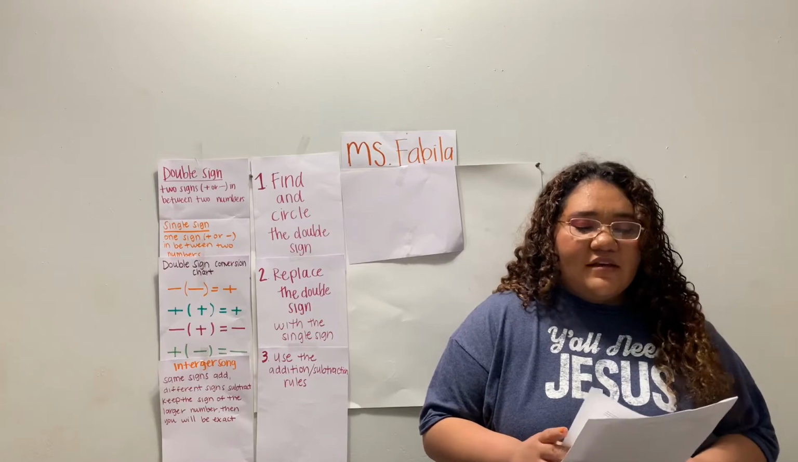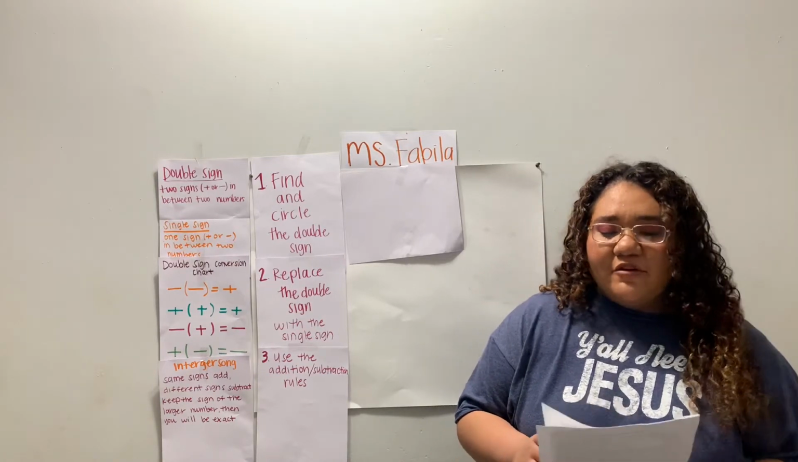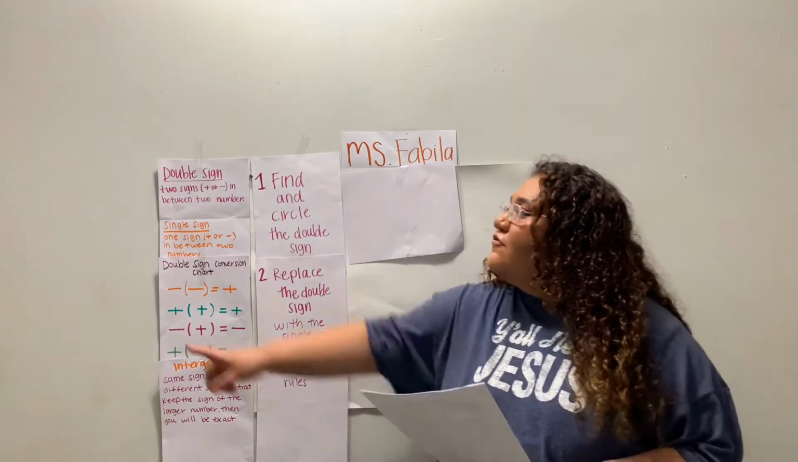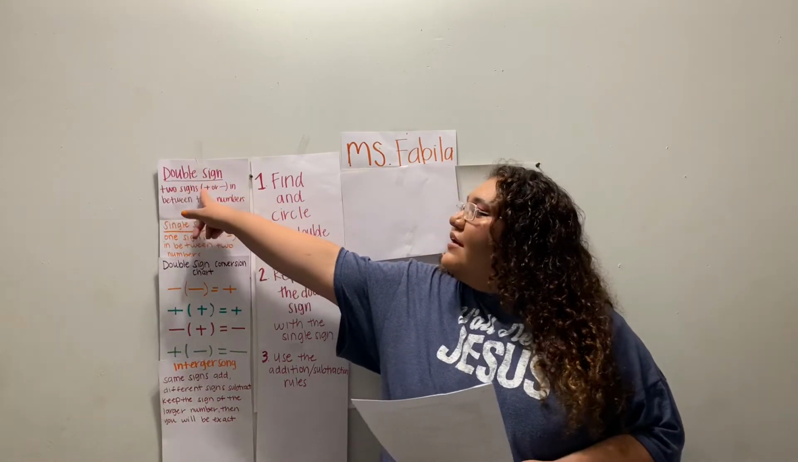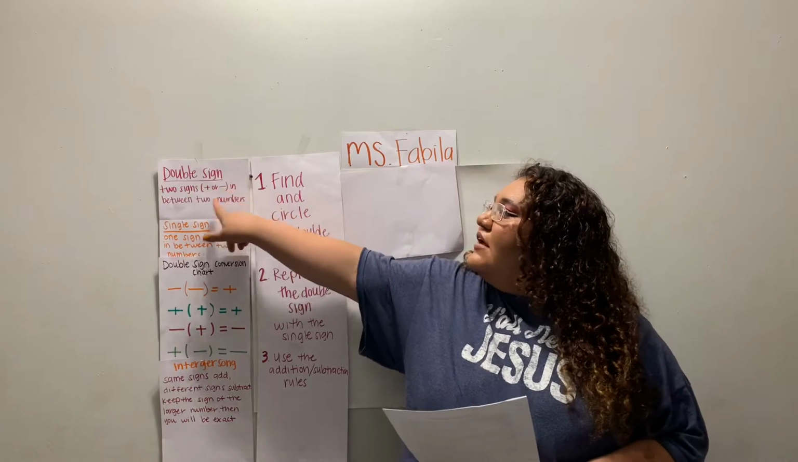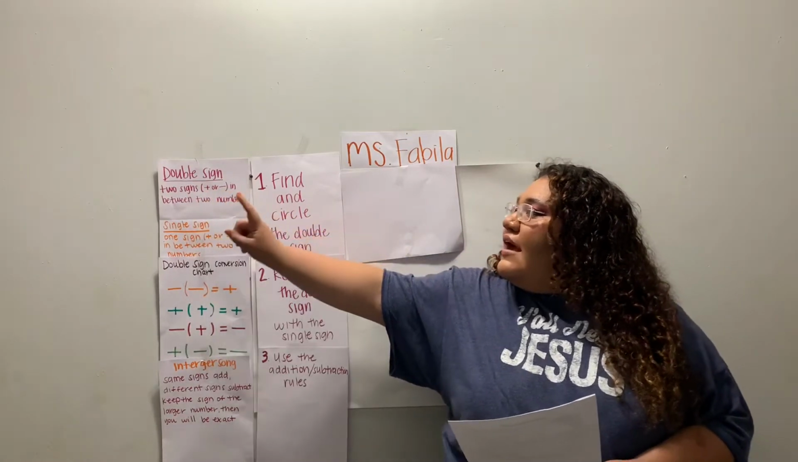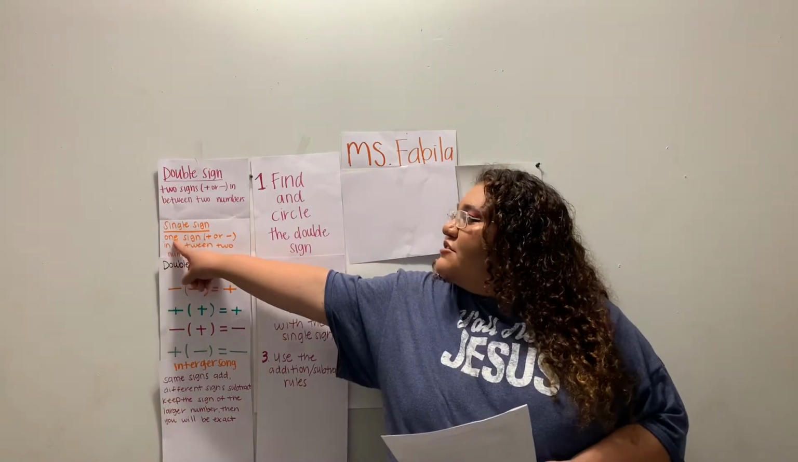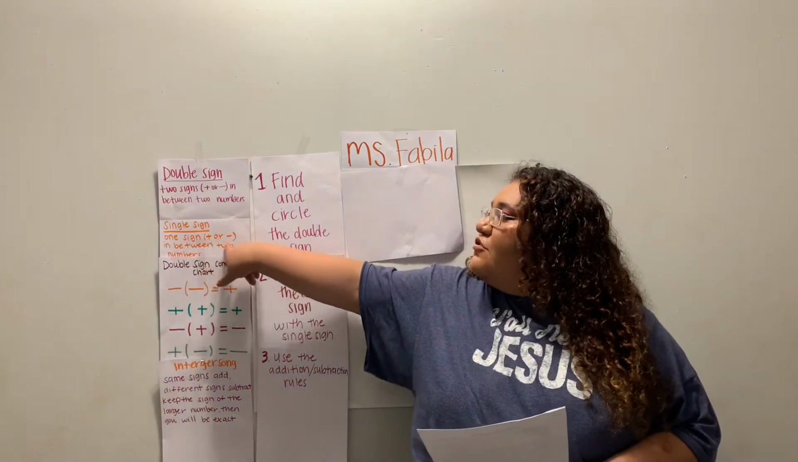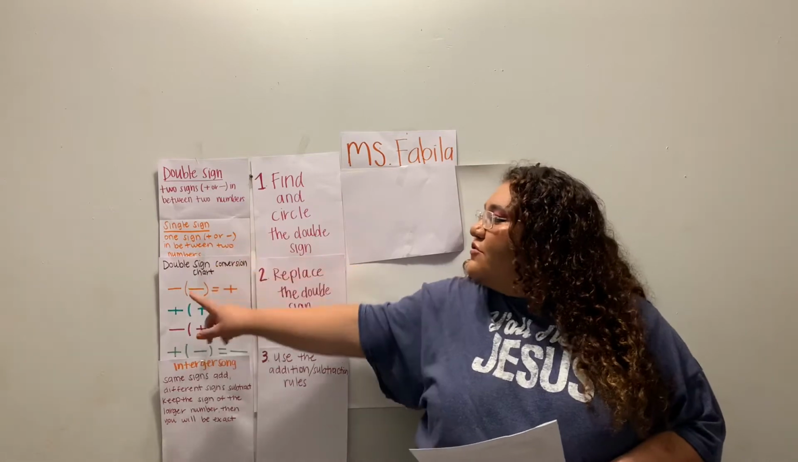Before starting today's lesson, let's go over some of the vocabulary that we will be using in this class. The first word that we will be hearing today is double sign. A double sign is when there are two signs, addition or subtraction, in between two numbers. And the other word we'll be hearing today is single sign, which is one sign, positive or negative, in between two numbers.